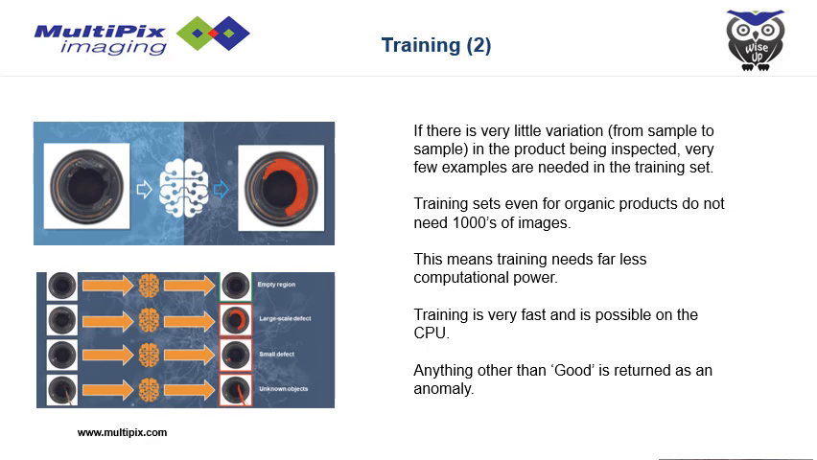As I've said previously, if there's very little variation from sample to sample, then very few examples are needed in a training set. So training sets, even for organic products, don't really contain anywhere near as many examples as you might think you'd need in a full deep learning classifier. This is because we're not starting from scratch.